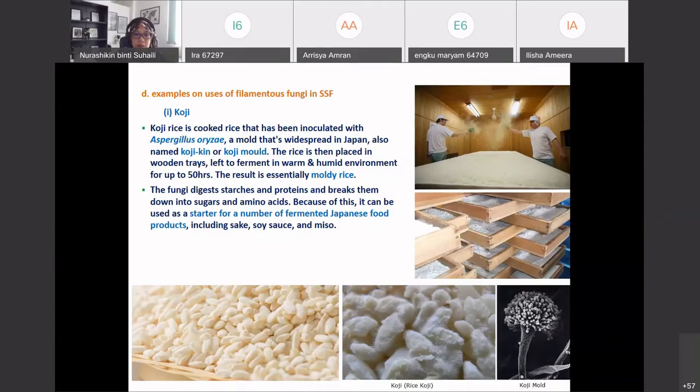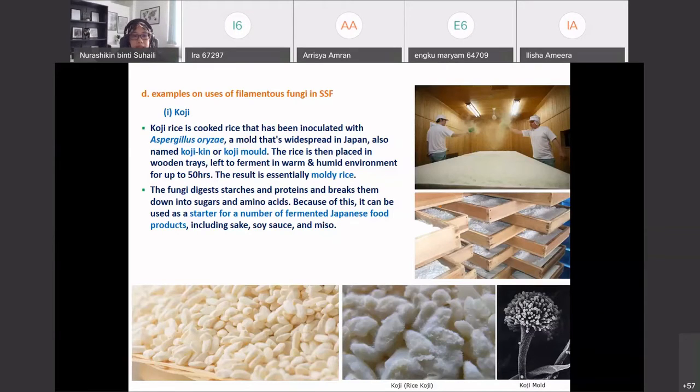So what are examples of filamentous fungi in SSF? Let's have a look at some examples. In the food industry, there are so many. It's not just the one that we have mentioned just now, but there are so many types of food produced by solid state fermentation. There may even be some that I don't know, because it might be local food. We know tempeh, because it is produced in our country. But in Germany, they also have their own fermented food. There are so many actually.